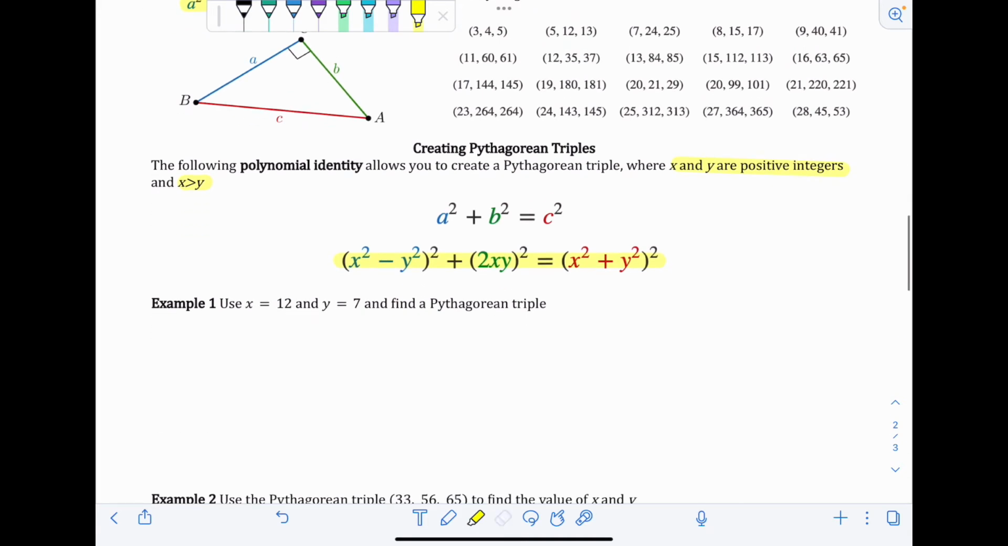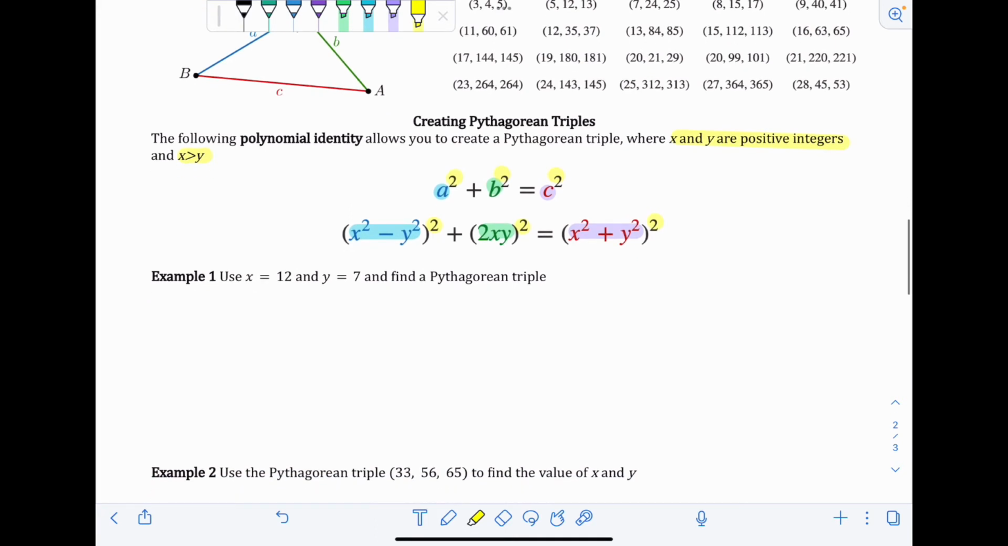So you may notice, and they even have it color-coded, that this identity looks like a more complicated version of the Pythagorean theorem. So this is a quantity being squared that replaces a squared. And then this is a quantity being squared that replaces b squared. And then this, x squared plus y squared, replaces c squared. And then all these squareds outside of the parentheses in that second equation are just a part of the formula, like the Pythagorean theorem. So when we're trying to find triples, we don't necessarily need to use this whole equation.